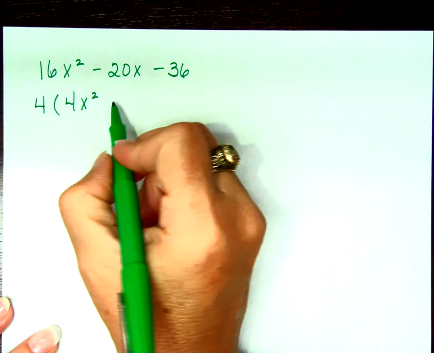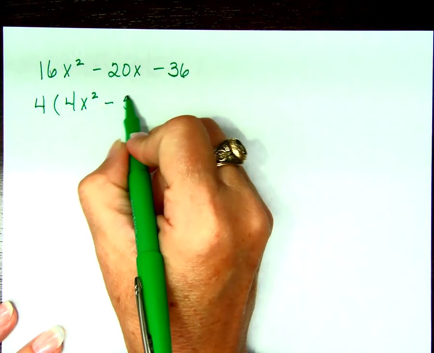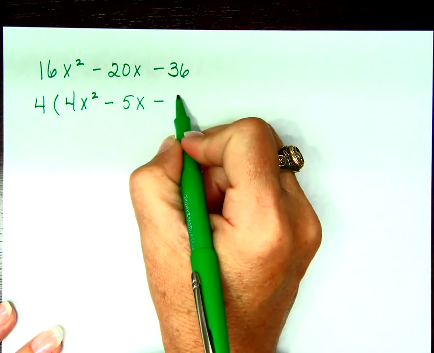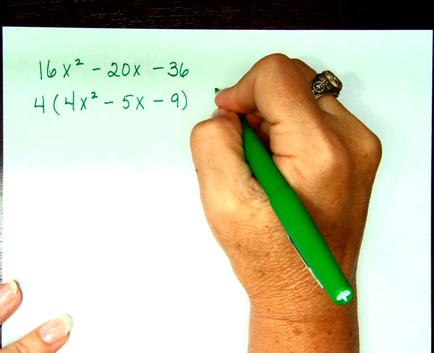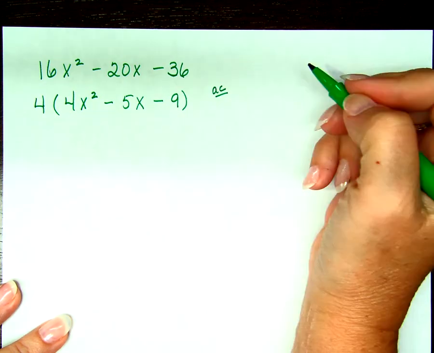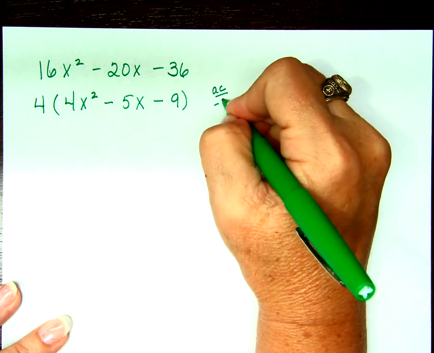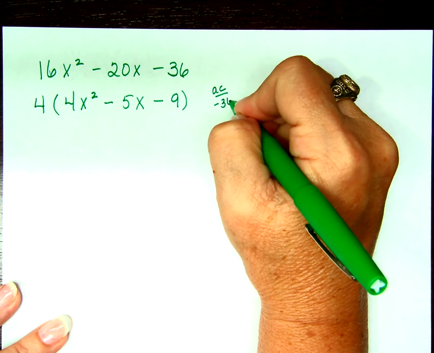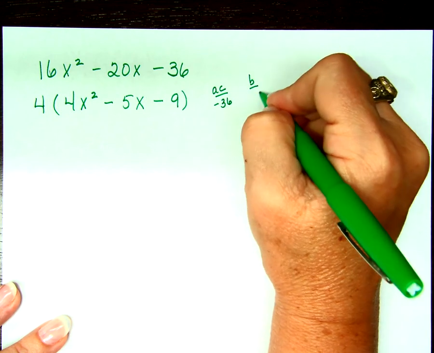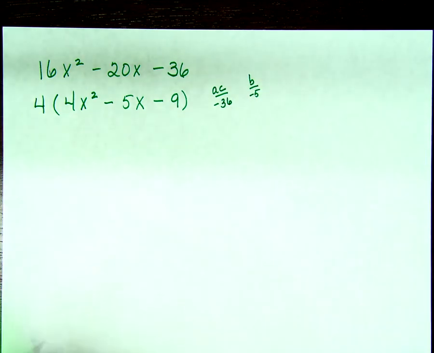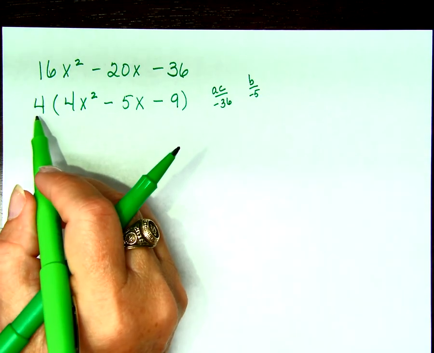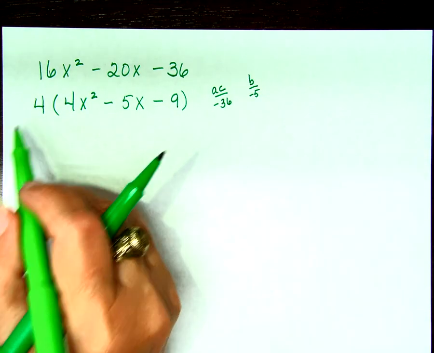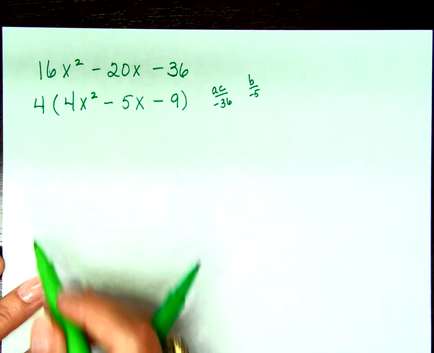4x squared minus 5x minus 9. Now, don't you think working with these numbers are going to be a little bit easier? So what's AC? Negative 36. And what's B? Negative 5. Now, if I'm trying to decide A, B, and C to figure out AC, what do I do with this 4? Yeah, I'm just ignoring it, right? For now. I'm going to drag it along with me, right?